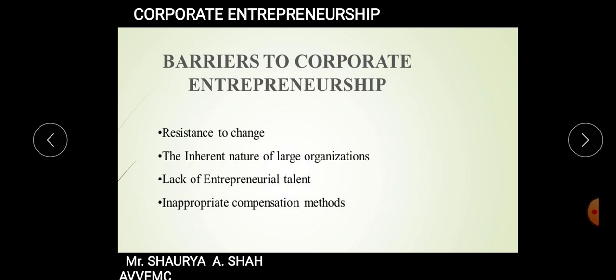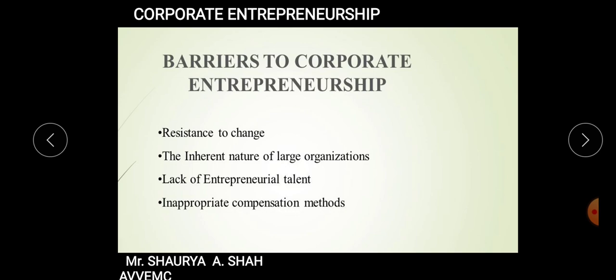Change is always for betterment. So whenever such kind of resistance takes place, corporate entrepreneurship cannot evolve and cannot flourish, fine, because the new things which are to be implemented will be resisted by the employees, by the organization, so it will not be achieved. The next is inherent nature of large organizations, right?